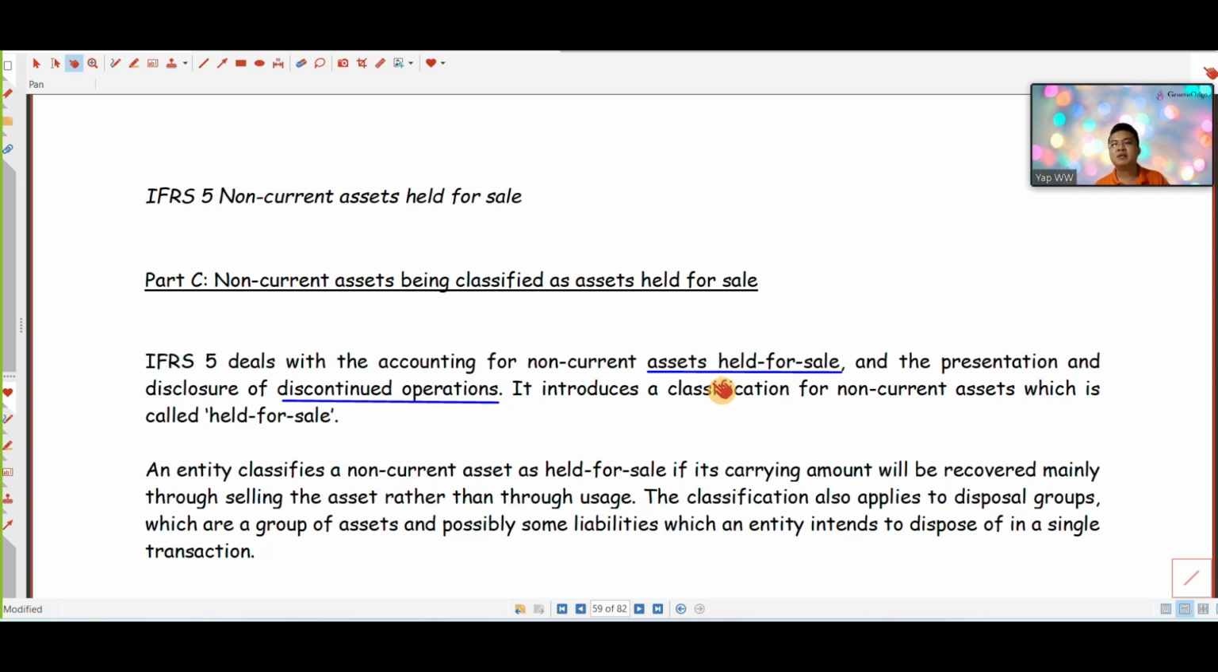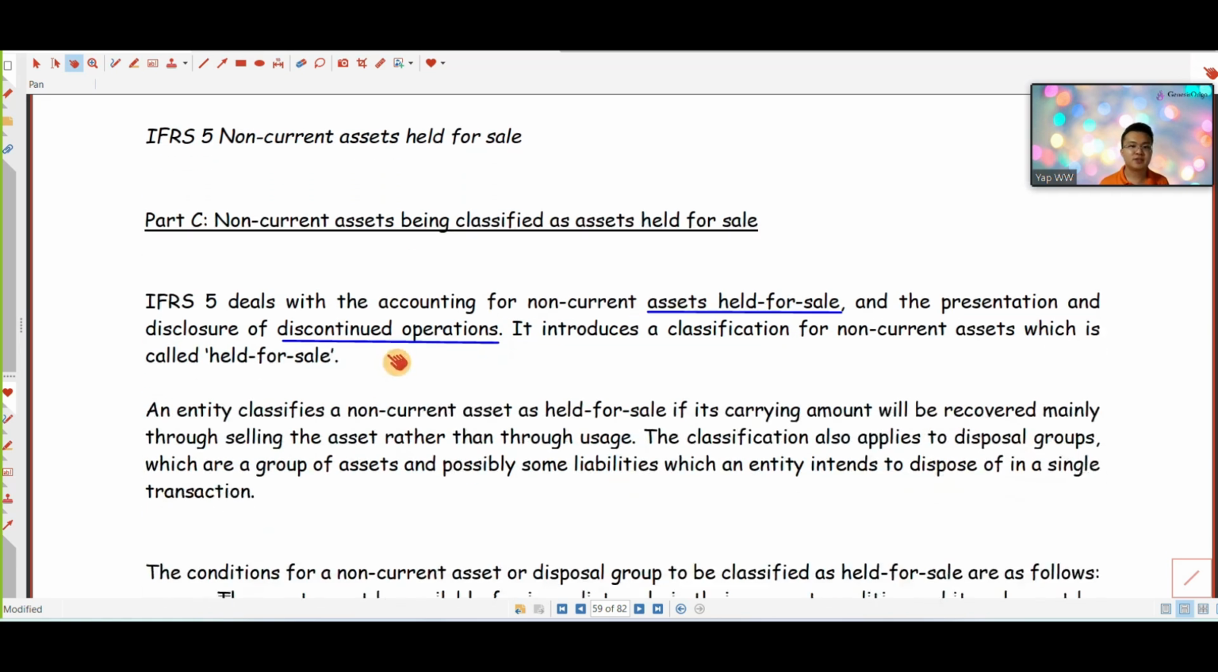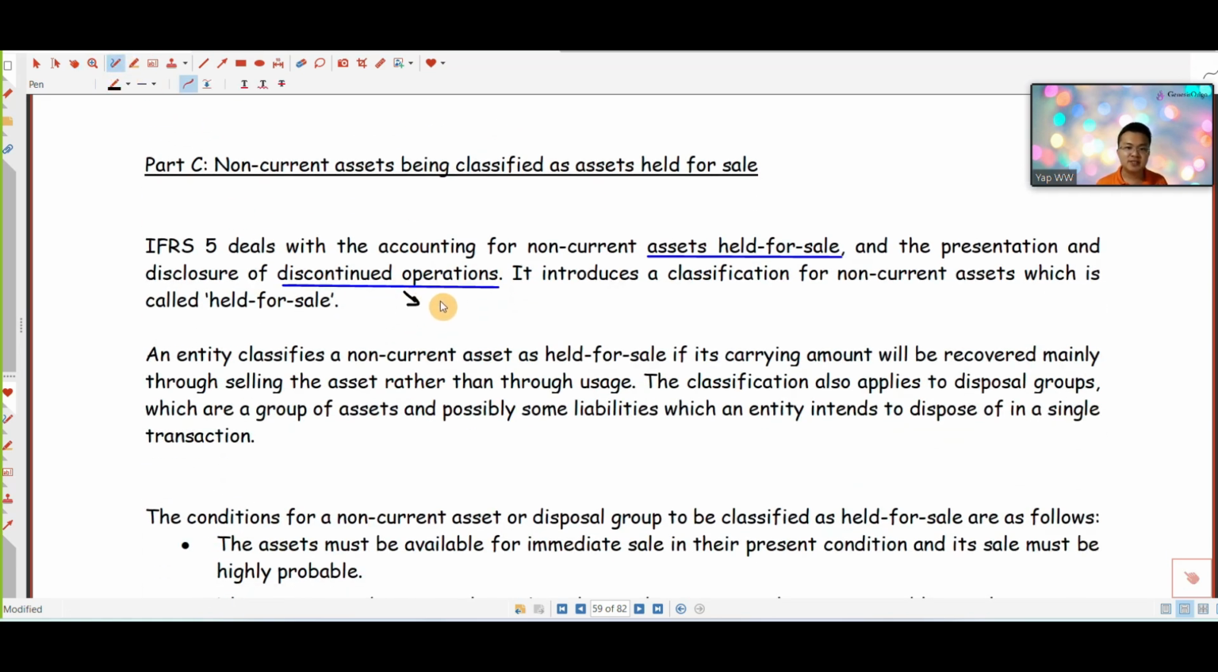They are your PPE. These are your PPE. You no longer use it anymore, so you put it as asset held for sale. Or you have an operating segment, and now you no longer want to continue with this operating segment. You will have a discontinued operation. So the entire segment you want to sell. Can it happen? Yes, of course. So the entire segment will be classified under discontinued operations. This is basically an operating segment that is no longer continued.